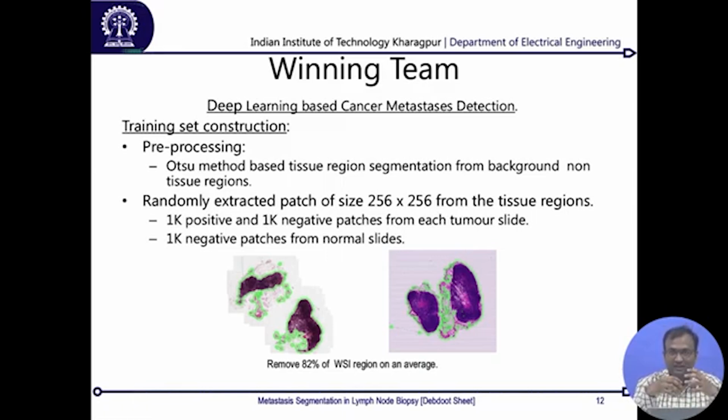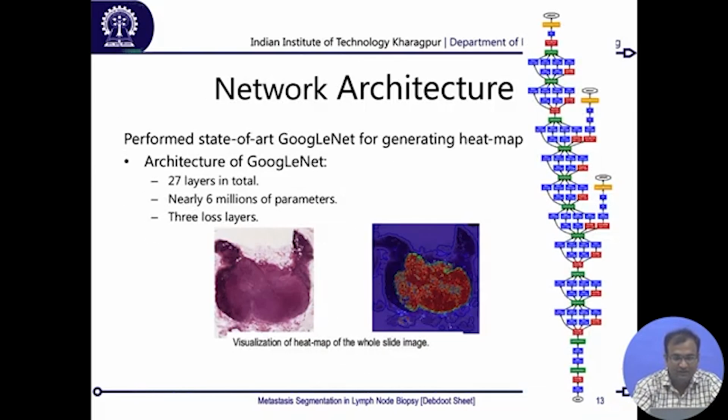So these are some very intelligent, very simple but wise pre-processing techniques you can always put down in order to scale down the computational overload for your system. So the network which they use is the state-of-the-art GoogleNet.